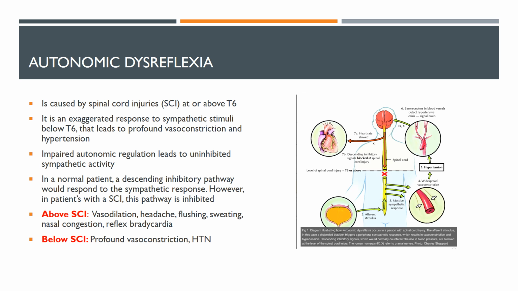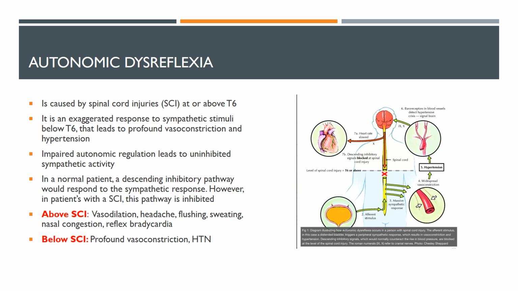This signal is then able to go up the spinal cord to the brain, where the baroreceptors in the blood vessels detect a hypertensive crisis and signal the brain. So then, from the brain down, we get a heart rate that becomes slowed. However, the rest of the signals are unable to pass from the brain down the spinal cord below the level of T6. So they essentially become blocked.